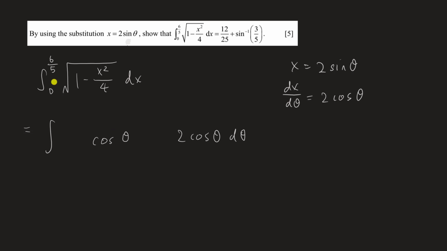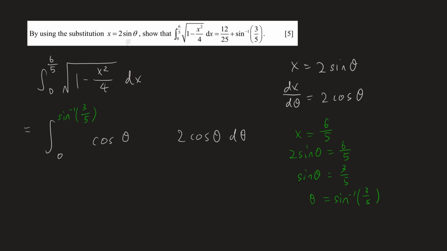What about the boundaries now? Boundaries, just change them. When your x value was 0, 2 sine theta is 0, so theta is 0. So 0 remains 0. What about 6 over 5? X is 6 over 5. 2 sine theta is 6 over 5. Then sine theta is 3 over 5, which leaves theta as sine inverse 3 over 5. I'm going to leave it like that because there is no nice value for sine inverse 3/5. It's just a decimal.